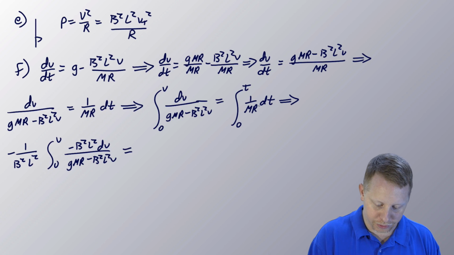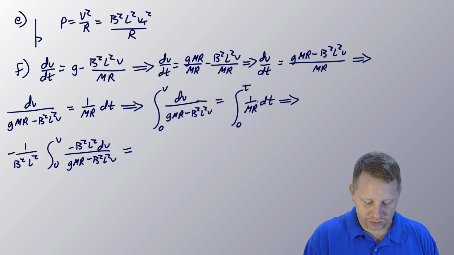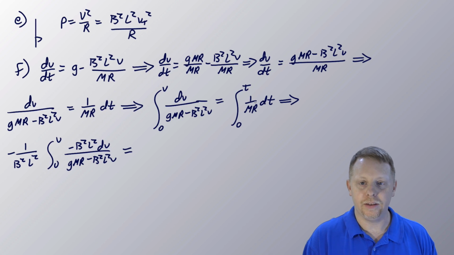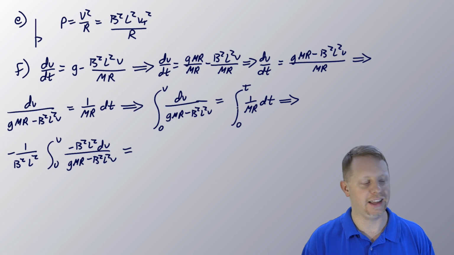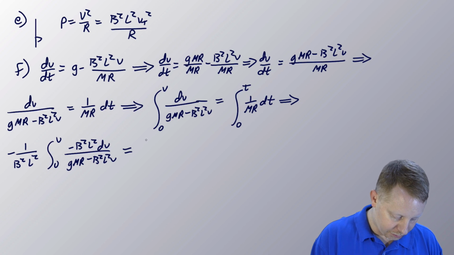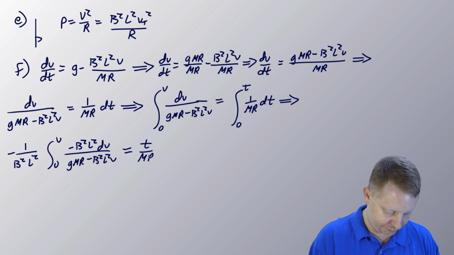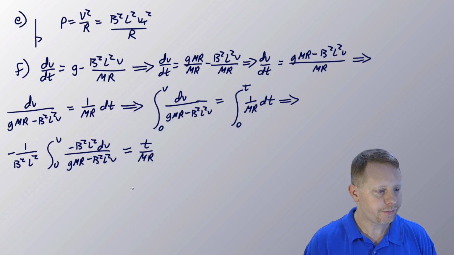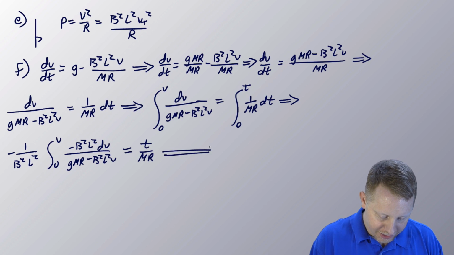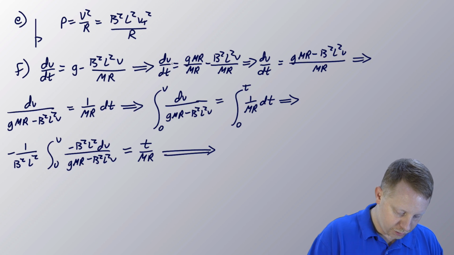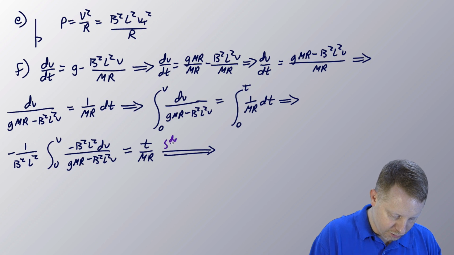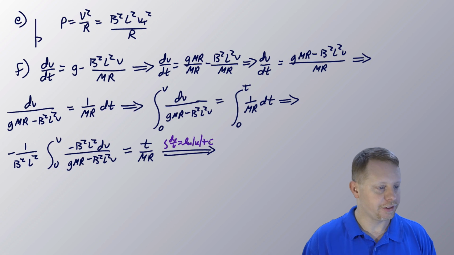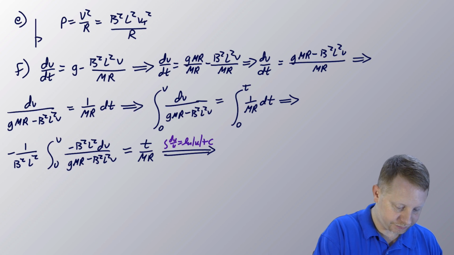And that's going to be equal to, on the right-hand side, integral of 1 over MR dt. Well, 1 over MR is a constant. That comes out. And the integral of dt is just t, evaluated from 0 to t, is again going to be t. So the right-hand side becomes t over capital M capital R. All right, this implies then, since we know the formula, the integral of du over u is the natural log of u, plus our constant of integration.